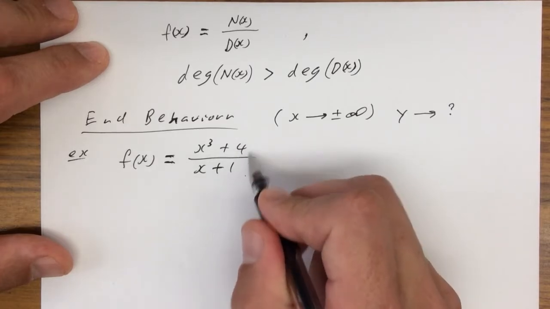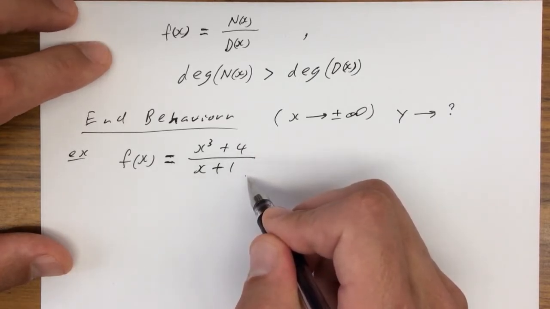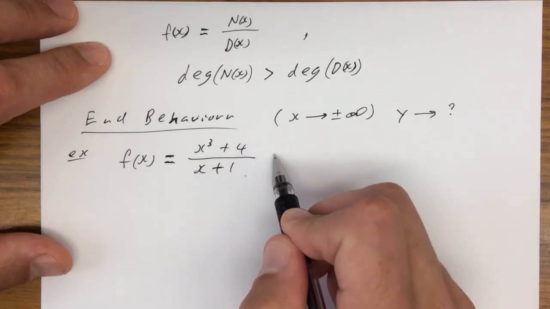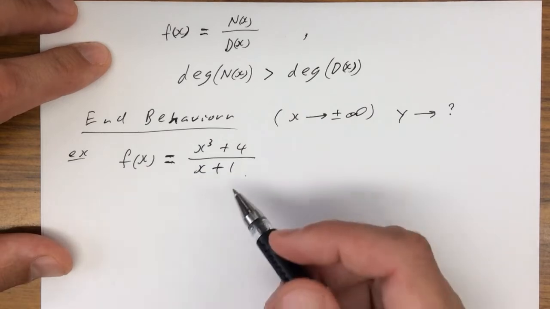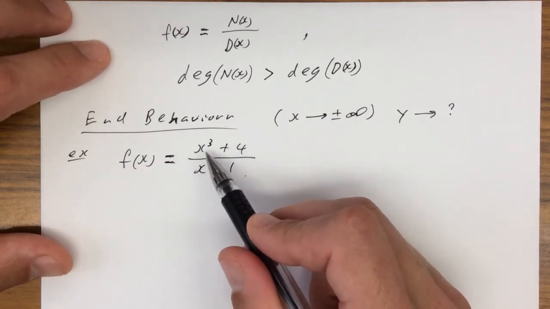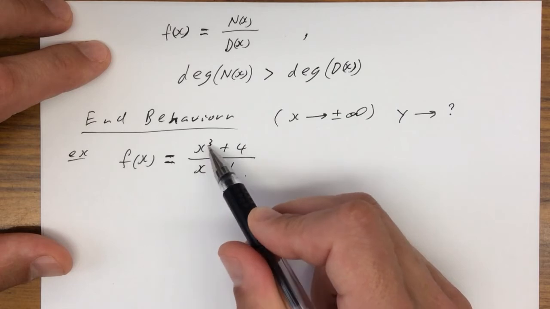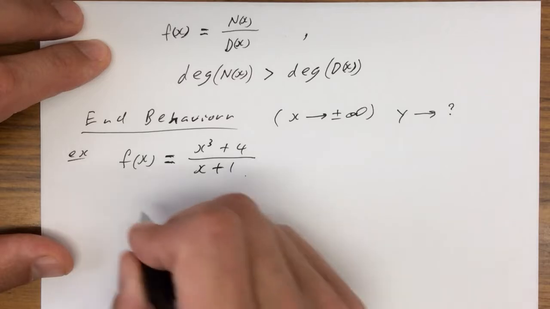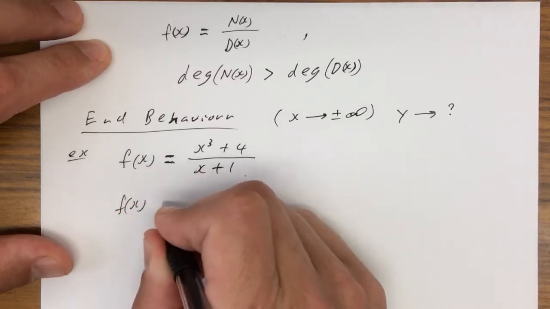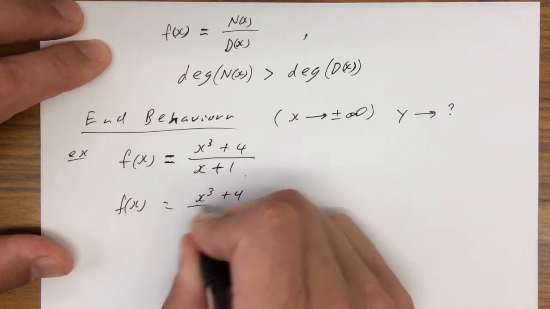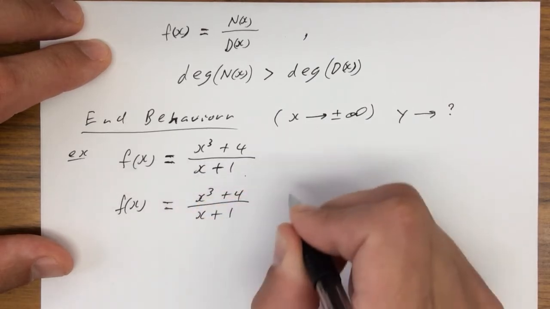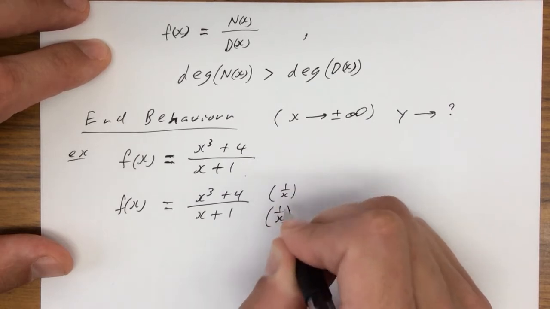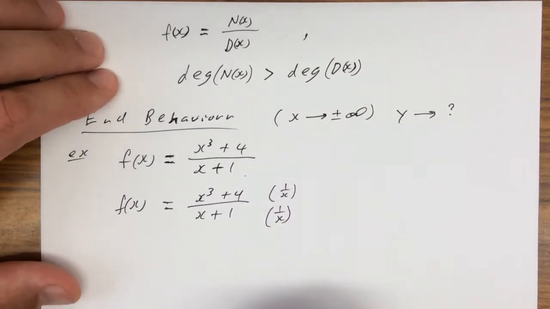So what we're going to do is multiply the top and bottom of this by 1 over x to the degree of the bottom. So it's just going to be 1 over x. So whenever you're doing this end behavior, you multiply by 1 over x to the whatever has lowest degree, the top or the bottom. In this case, it's the bottom. So I'm going to say that f of x equals x cubed plus 4 over x plus 1. And I'm going to do 1 over x, 1 over x, multiply the top and the bottom.